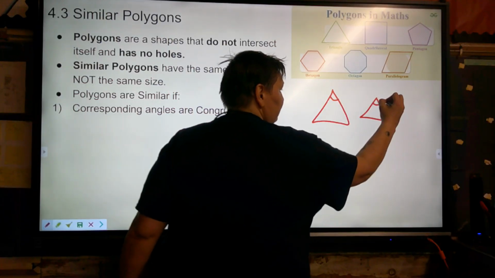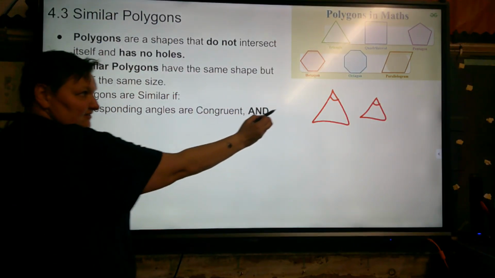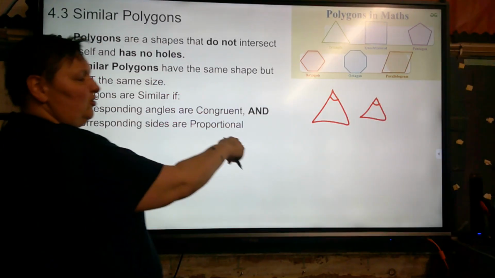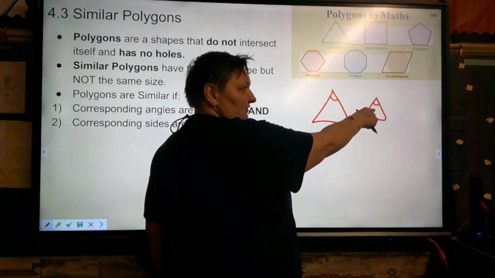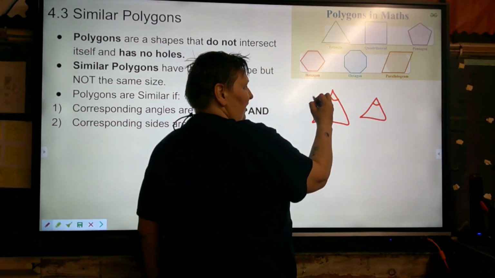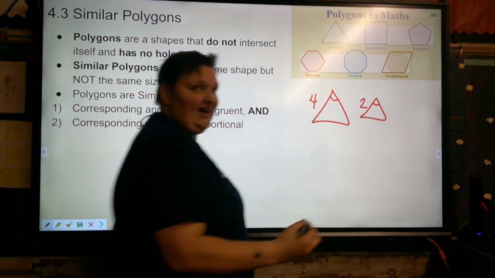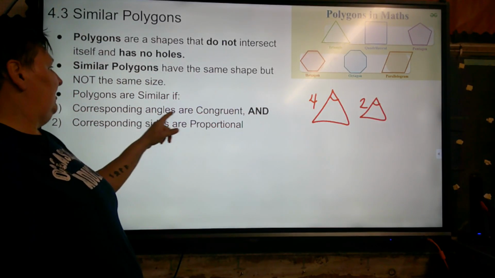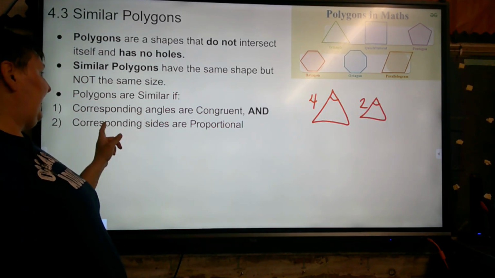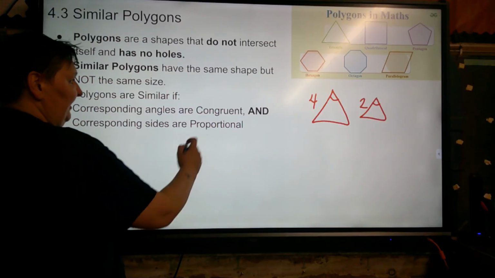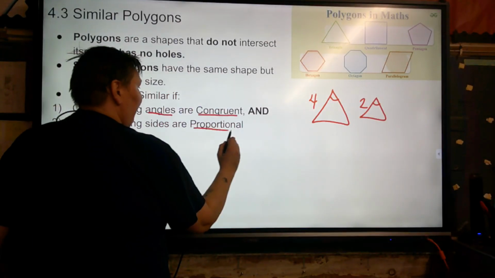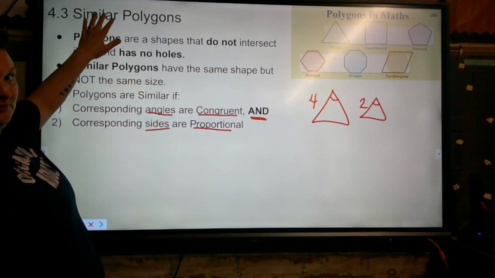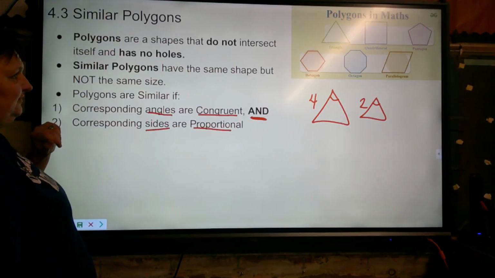right? The angles have to be congruent, and the corresponding sides are proportional, right? So if this is a 4, then this is half the size. It's a 2. They are in proportion. So it has to have congruent angles and proportional sides in order to be a similar polygon. All right?